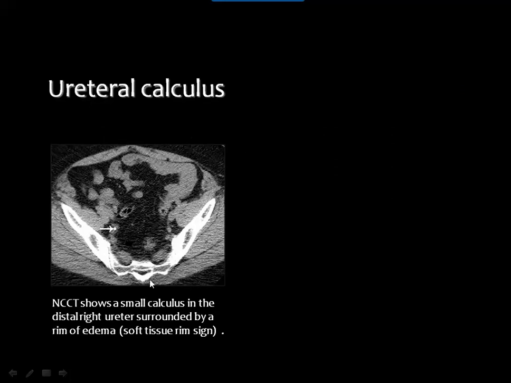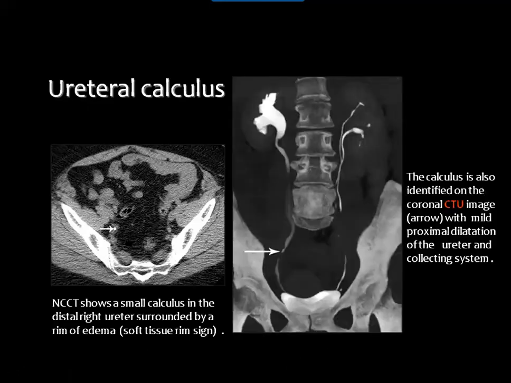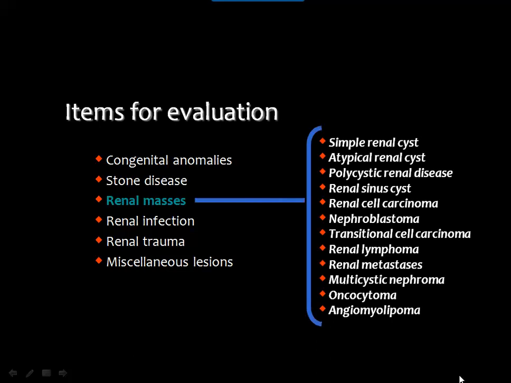And this is a stone, or a radiopaque shadow, on the right side of the pelvis. And by CT urography, after injection of contrast media, you can see the site of the calculus and the proximal back pressure effect on the renal pelvis and the calyces. And also on the left side, you can see the duplication of the pelvicalyceal system.